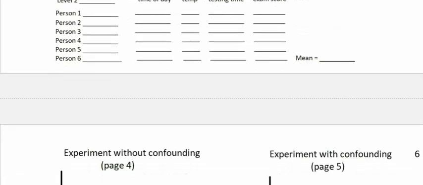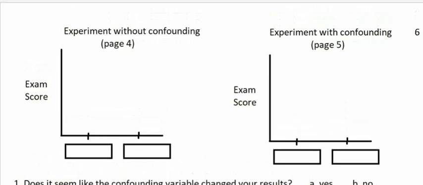Then once you're finished with that, I want you to make a bar graph for your group means on page 4, and another bar graph for your group means on page 5. And when you look through my directions, you'll notice that page 4 didn't ask for a confounding variable. So on page 4, your 3 extraneous variables will all be either balanced or controlled. None of them will be confounding. And on page 5, you'll notice that I'm asking you to make one of them a confounding variable.